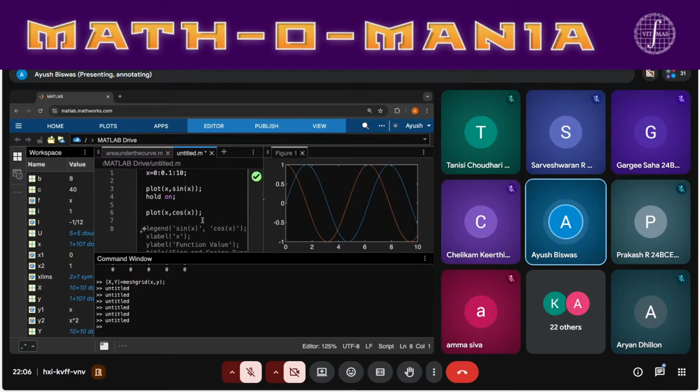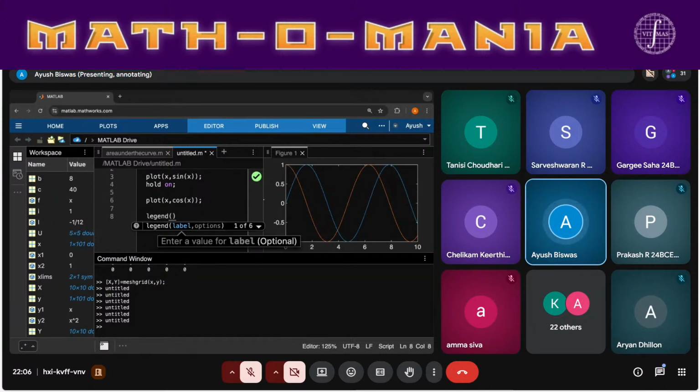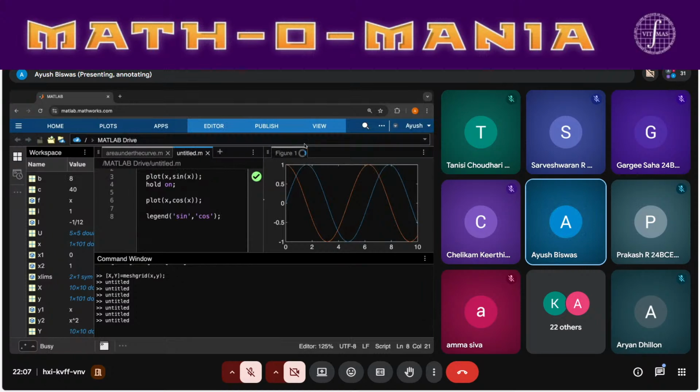Now that we have two graphs, we also need to label them so that the viewers can easily understand what these curves represent. So how do we do that? We basically, in order, give a title to each of the plots. The first plot was sine of x. So in the legend, sine comes first, and after that we label it cos. Okay, so as you can see, the blue line has been labeled sine, and the other one is cos.